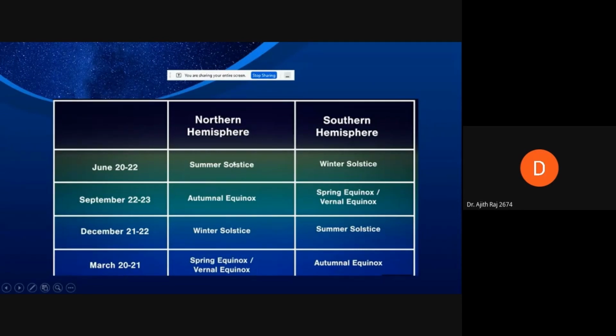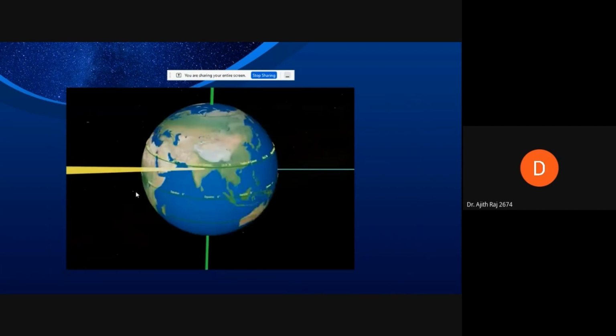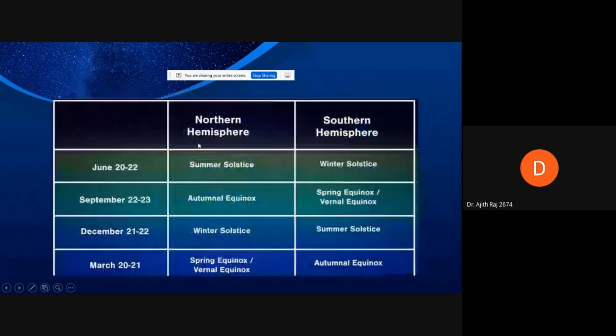It will be June, so summer will be there in the northern hemisphere. At the same time, down from the equator, you will have the southern hemisphere, where there will be winter, because the sun's entire radiation will be focusing at the top. Here it will be cool, so here it will be winter, and the top northern hemisphere will be facing the summer.